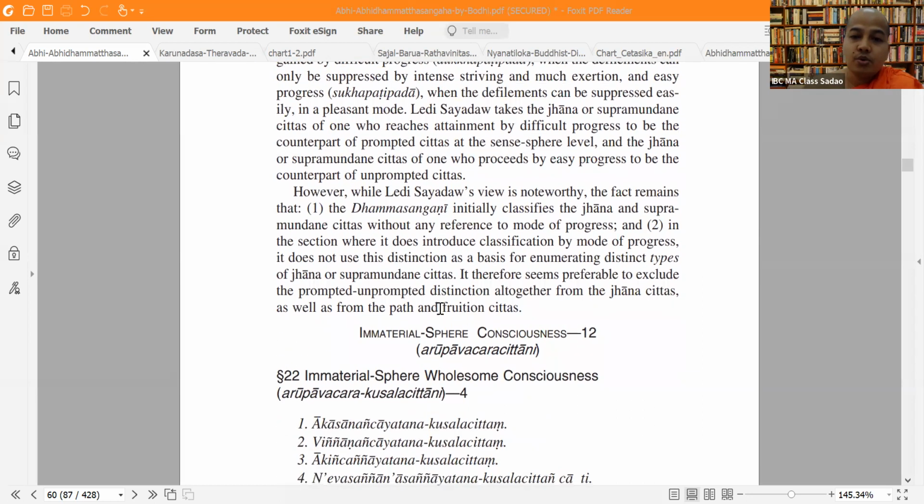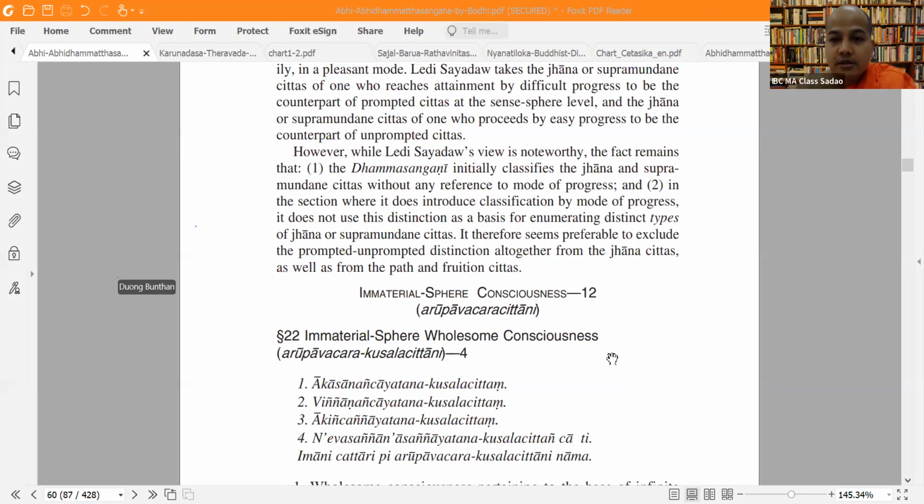However, while Ledi Sayadaw's view is noteworthy, the fact remains that, one, the Dhamma Sanghani initially classifies the jhana and supramundane chittas without any reference to mode of progress. Second, in the section where it does introduce classification by mode of progress, it does not use this distinction as a basis for enumerating distinct types of jhana or supramundane chittas. It therefore seems preferable to exclude the prompted and unprompted distinction altogether from the jhana chittas as well as from the path and fruition chittas.